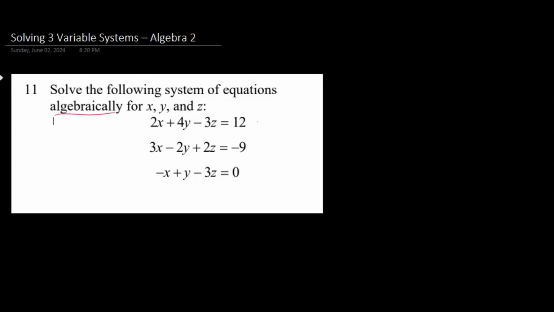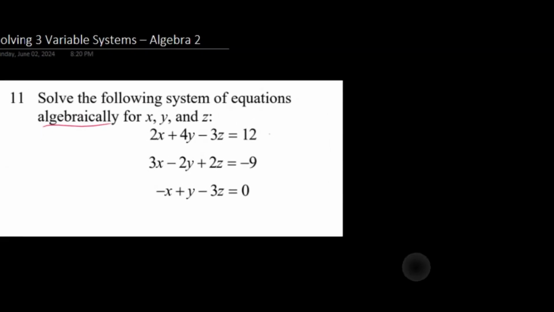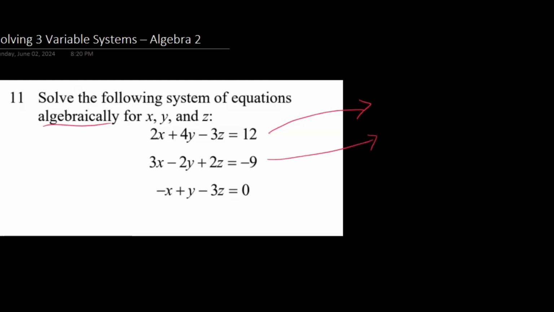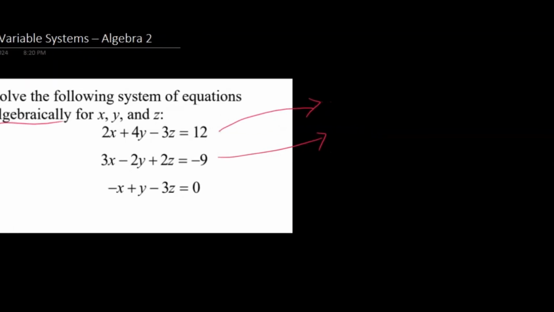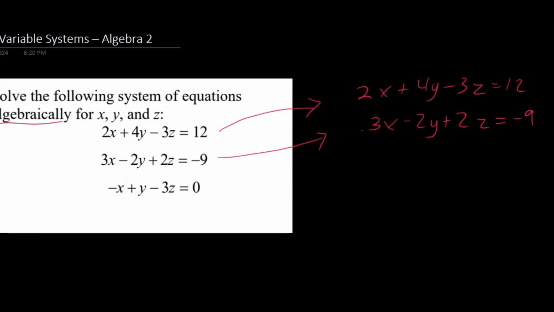So the first thing you're going to want to do, so you call this step one, is to just pick two of the equations, right? It really doesn't matter. Some pairings will make it easier, but eventually you'll get the same answer. So for our purposes, let's just use the top two equations, right? So this one and this one, we'll just bring them over, and I'm going to rewrite them. 2x plus 4y minus 3z equals 12. 3x minus 2y plus 2z equals negative 9.